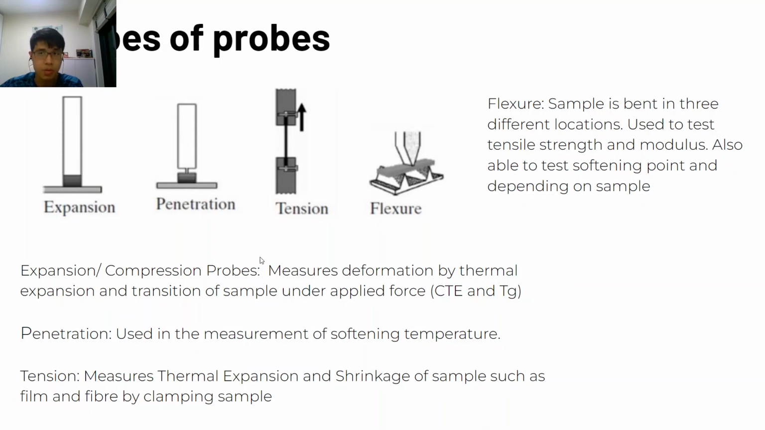Lastly, the flexure probe, whereby the sample is bent in 3 different locations, which I mentioned earlier, and is used to test tensile strength and modulus, and can also test softening point depending on the sample that's being used.